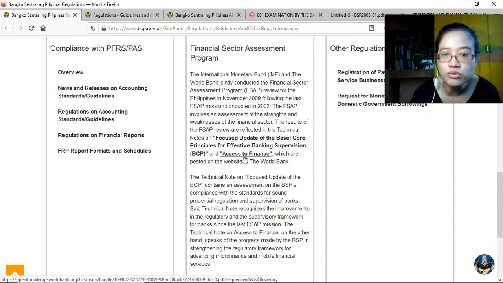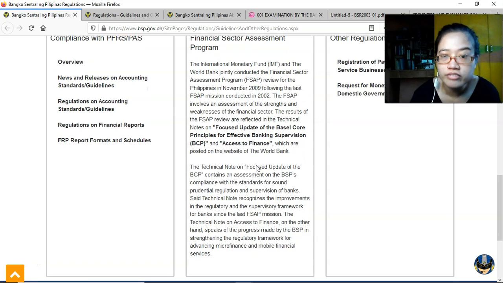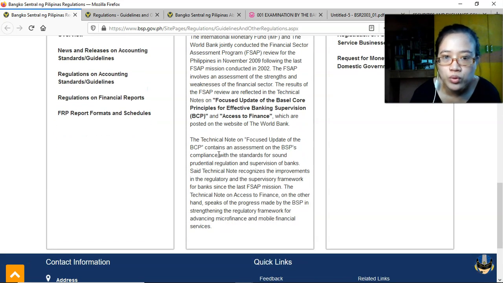And then there's the access to finance note, which is posted on the website of the World Bank. The technical note contains the assessment of the BSP's compliance with the standards. Normally, there are international standards for sound prudential regulation and supervision of banks. Said technical note recognizes the improvements in the regulatory and supervisory framework for banks since the last FSAP mission. The technical note on access to finance speaks of the progress made by the BSP in strengthening the regulatory framework for advancing microfinance and mobile financial services.